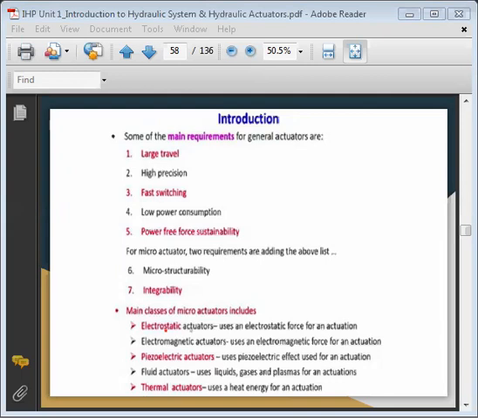Large travel, then high precision, fast switching, low power consumption, then power-free force sustainability. For micro actuators, two requirements are added, and those are microstructurability and integratability.